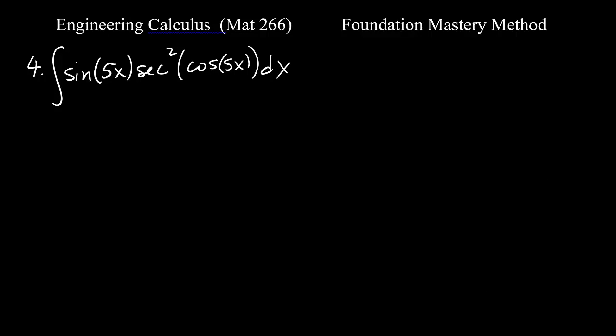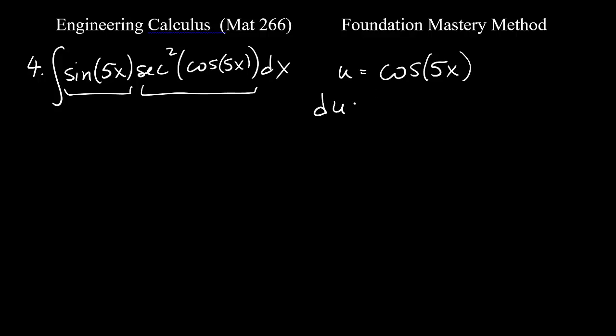In this next example, we have the integral of a product of two trigonometric functions, namely the sine function and a secant squared function. So in this case, we're going to let u equal cosine of 5x, so that when we take the derivative, we will have a function involving the sine of 5x. So if u equals cosine of 5x, then du will equal negative sine of 5x times, and this is important not to forget because of the chain rule, 5 dx.